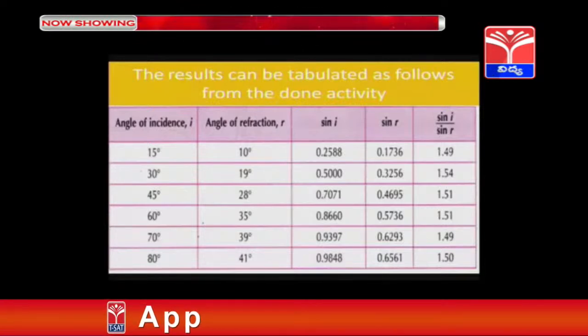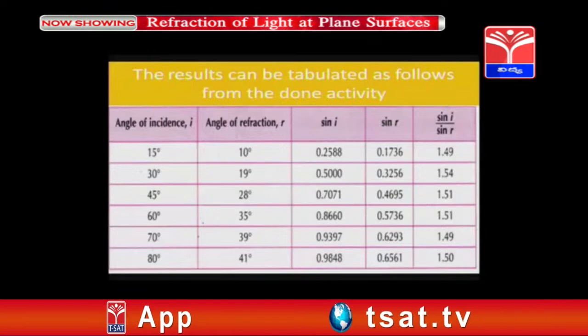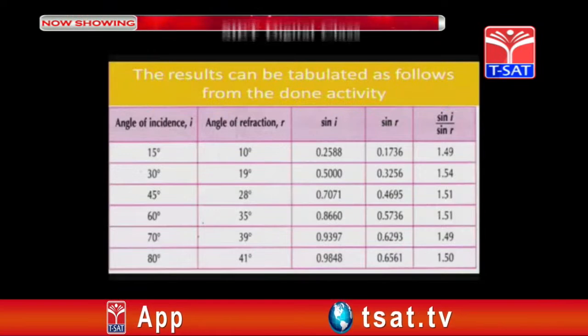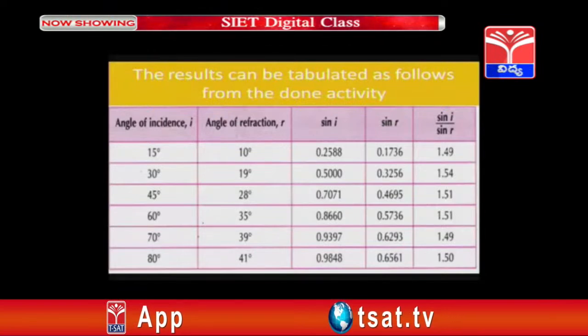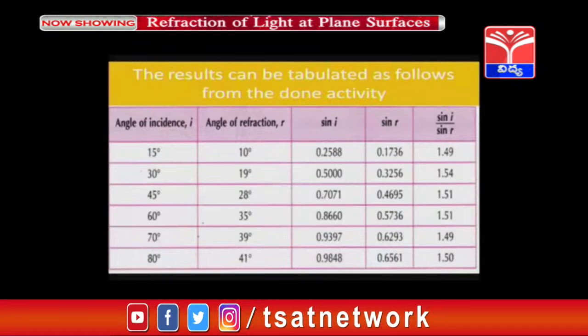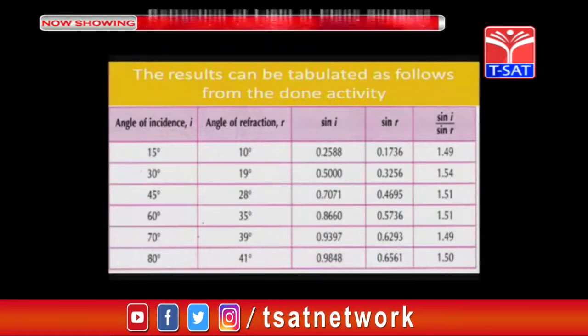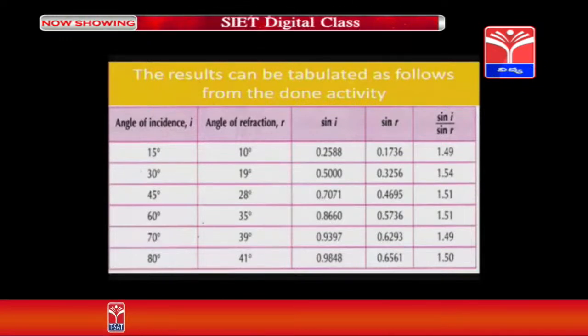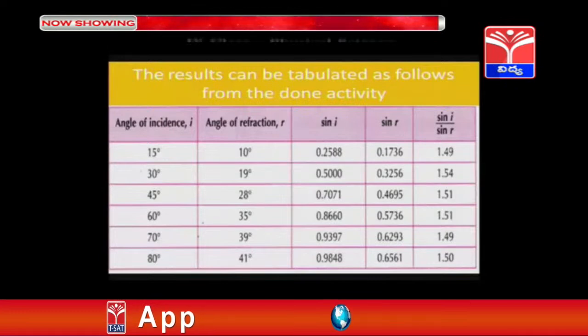So the ratio of sin i by sin r gives the refractive index of the glass slab what we have used. So as you see, for the various values of angle of incidence, there are different values of angle of refraction, and the ratio of sin i and sin r appears to be constant.